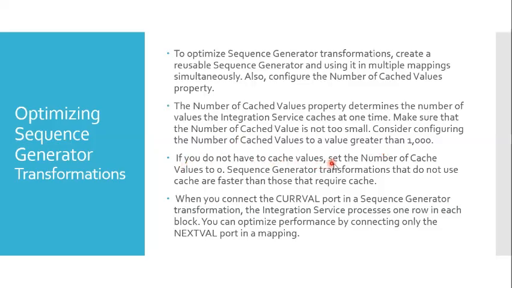If you don't want to cache values, set the number of cached values to 0. Sequence Generator transformations that do not use cache are faster than those that require cache, correct? So when you connect the CURRVAL port in the Sequence Generator transformation, the Integration Service processes one row in each block. We can optimize performance by connecting only the NEXTVAL port in a mapping. Okay, I hope you get my point. I'm moving on to the next topic. Next slide.